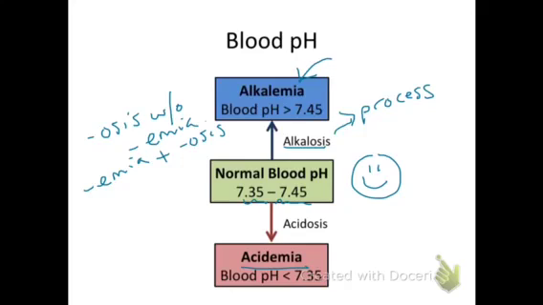Acidemia is a decrease in the blood pH outside of its reference interval, whereas the process that trends toward an acidemia is called an acidosis. So again, you can have an acidosis without an acidemia, but if there is an acidemia present, then you must have an acidosis.